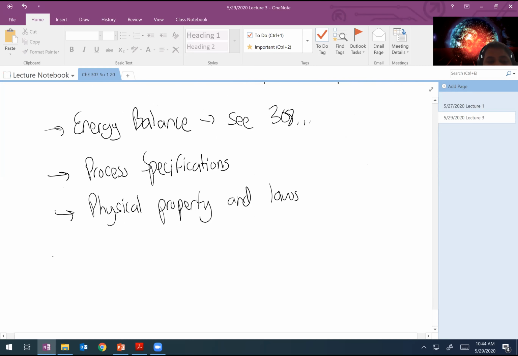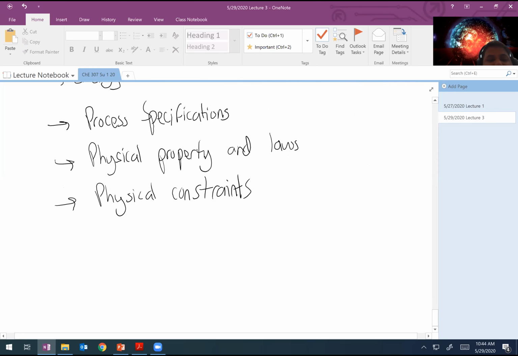And what are your process constraints? Those are going to be your sources of unknowns. And then finally, if there are reactions, your stoichiometric relations will become important.